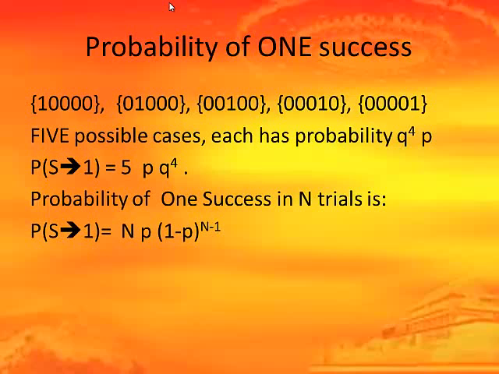And now you can generalize this to n trials easily. The probability that S has outcome 1 is going to be n, because there are going to be n different cases, times p times 1 minus p to the n minus 1. This is the formula for 1 success in n trials.